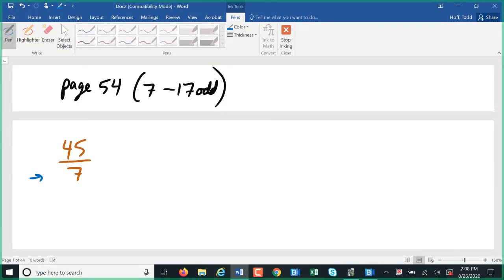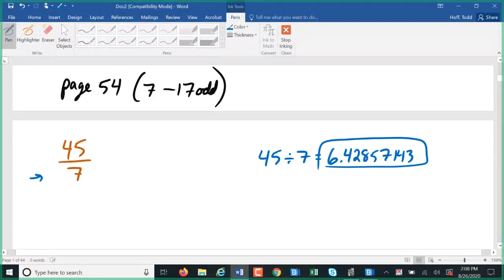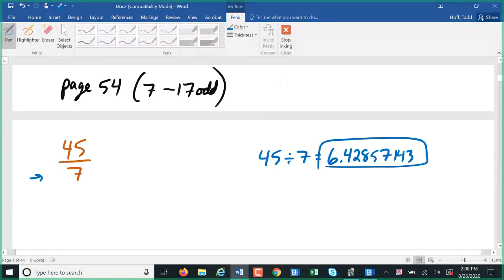Well, how do we know how many? Well, I suppose we could do 45 divided by 7 on the calculator. If we punch that in, the calculator is going to give us something like 6.4285714 approximately. Not horribly helpful. It does tell us that there's 6 whole objects there. But a more useful way to do that is to just use division and a remainder.